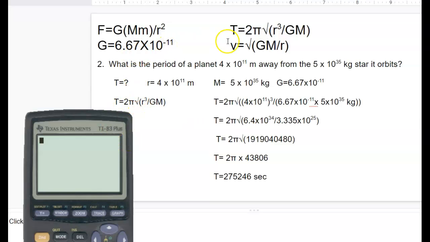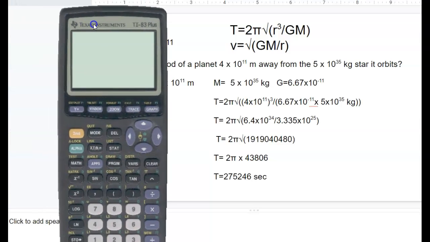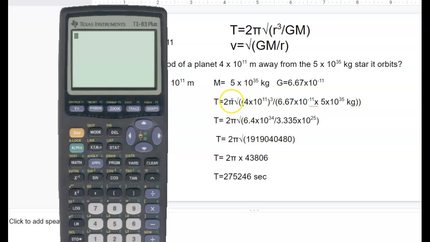So we're looking for period, the time it takes to complete an orbit. The only formula we have like that is T equals 2 pi times the square root of r cubed over GM. That's an expanded version of Kepler's third law of motion. I'm going to solve for T now. So I have 2 pi times the square root of r cubed, and r is 4 times 10 to the 11th, so we have to cube that.